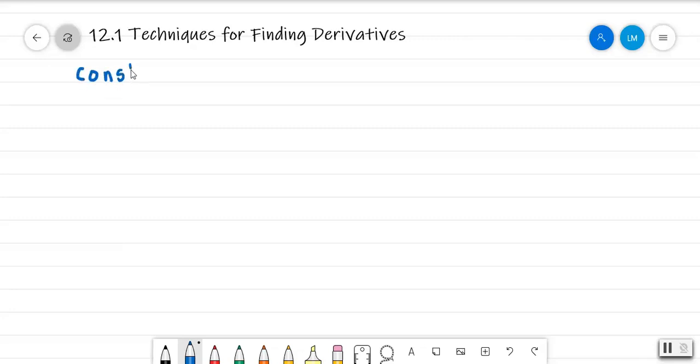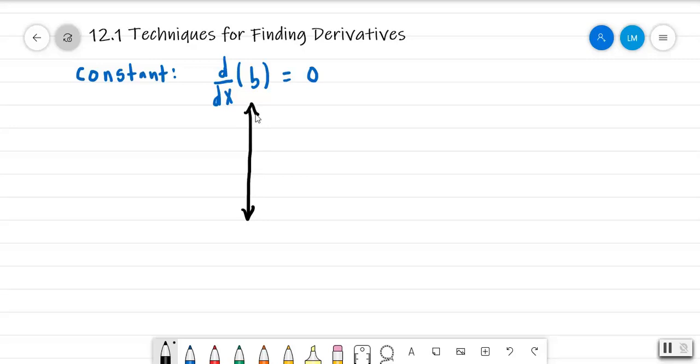So, what the constant rule says is that if we take the derivative of a constant, such as b, that's going to equal 0. The reason it equals 0 is mostly because if you look at the graph of the constant, we can assume y equals b. If you graph that equation, it looks exactly like we would think. It's a horizontal line.